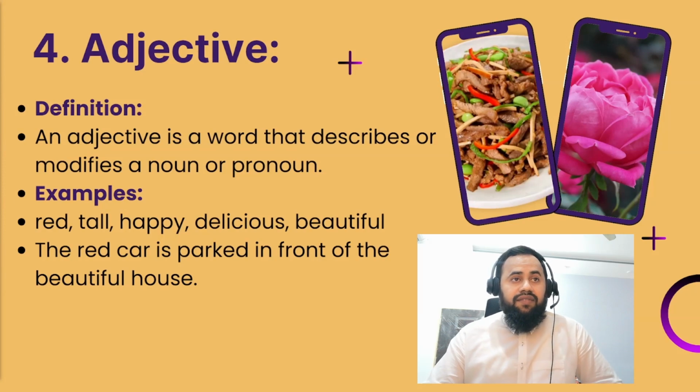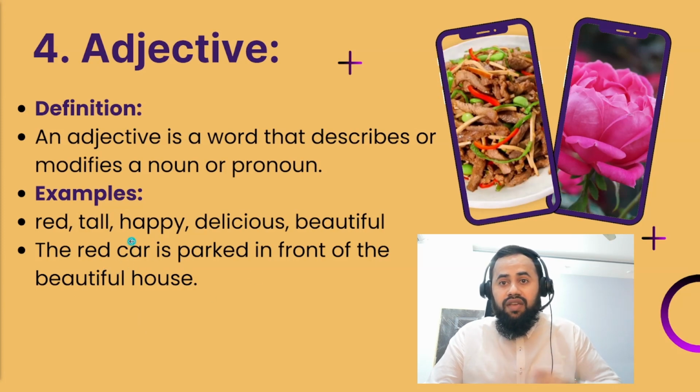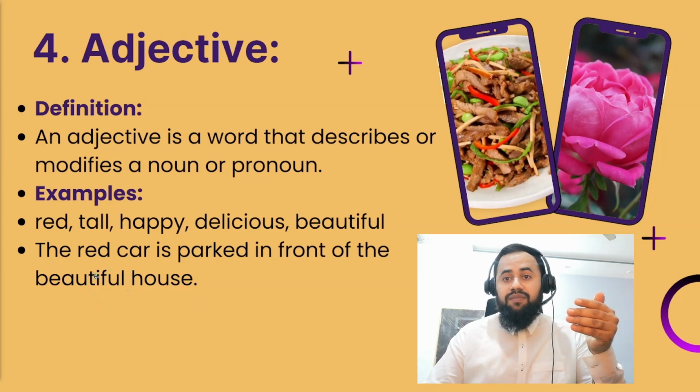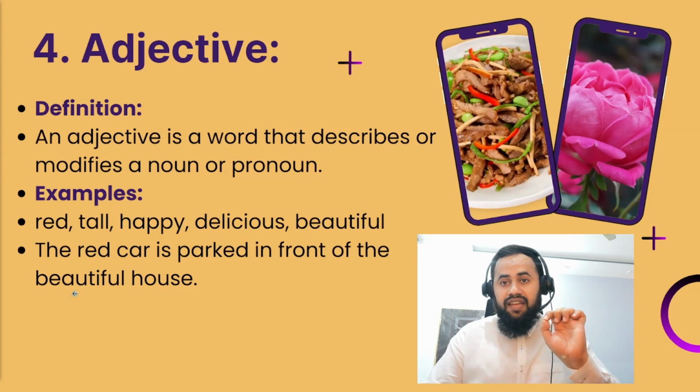So here we have the example. The red car is parked in front of the beautiful house. So red car, car is a noun, and house is also a noun. But beautiful, we are just going to add or describe something for that particular noun. So we are going to call this beautiful an adjective because it is going to modify the noun.